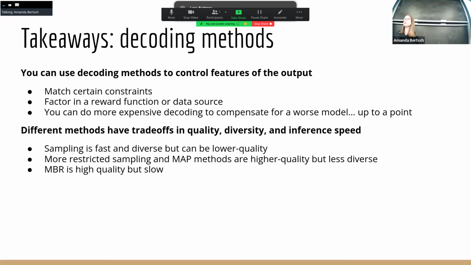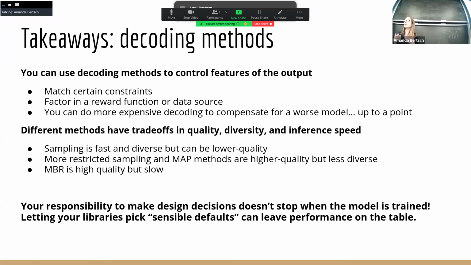But if I can convince you of anything today, I think it would be this: the decoding method you choose for your model has a really strong impact on performance downstream. You can get radically different results out of the same model without doing any additional training, just by choosing a different decoding method. And so when you let your libraries pick a quote-unquote sensible default, you can leave a lot of performance on the table.